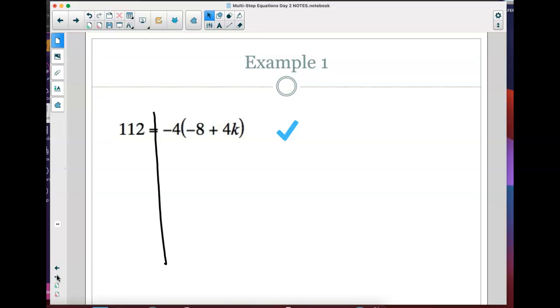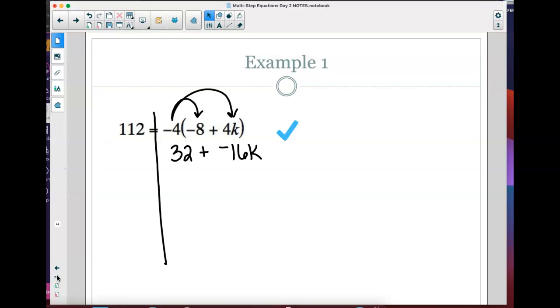What am I distributing? Tyler? The -4 to the -8 and to the 4k. Make sure we distribute to both things. So we're going to multiply -4 times -8. Two negatives make a positive, so that's 32. 4 times 8 is 32. Plus -4 times 4. 4 times 4 is 16. One negative means that would be -16k.